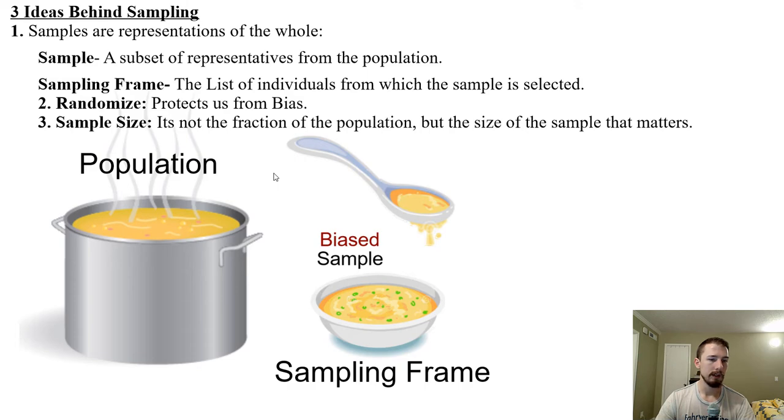The sample size, it's not important the fraction of the population, but rather the size of the sample that matters. That actually gives us the margin of error that we set. So for instance, like I gave the example yesterday, if we have a population of 200 people and we sample 100 of those 200, that's going to give us the same margin of error as 100 people out of a population of 1,000,000 people. It's just the size of the sample that determines the margin of error, not the proportion of the sample.